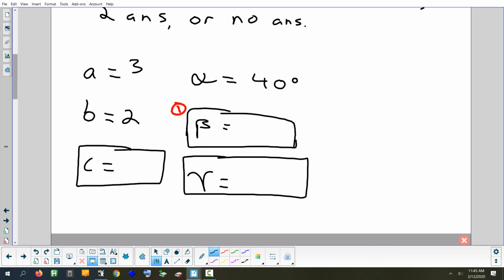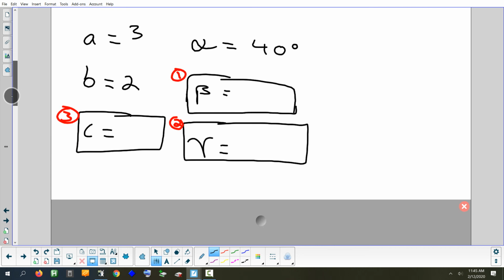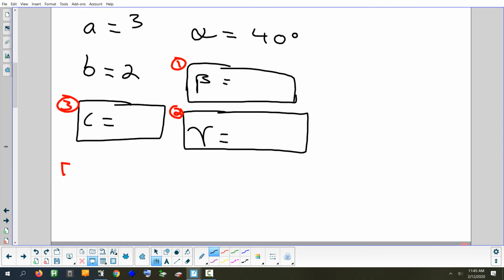So I'll just put a 1. And then what do you think you can get after you know beta? Then you can get gamma, because you'll have 2 out of 3 angles. And then the third thing is C. Okay, so let's set it up to find beta.